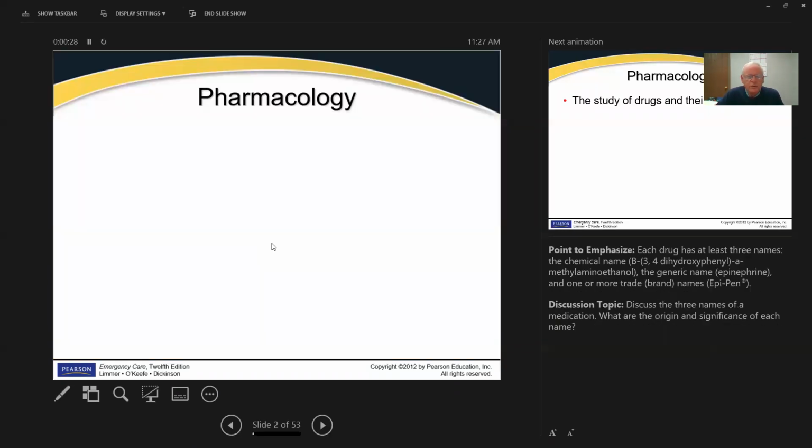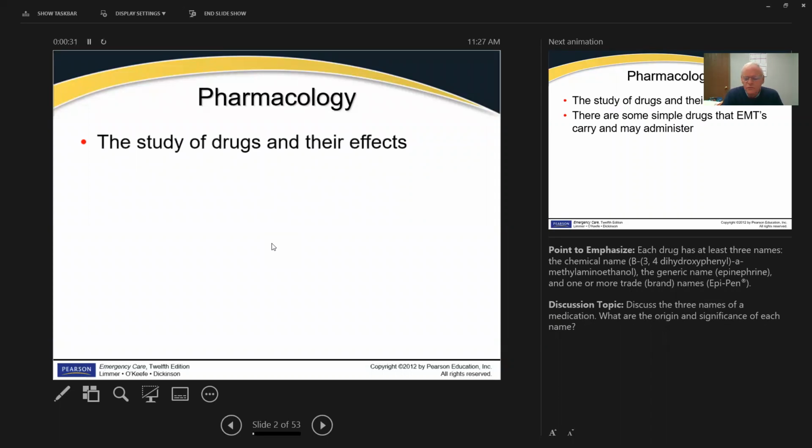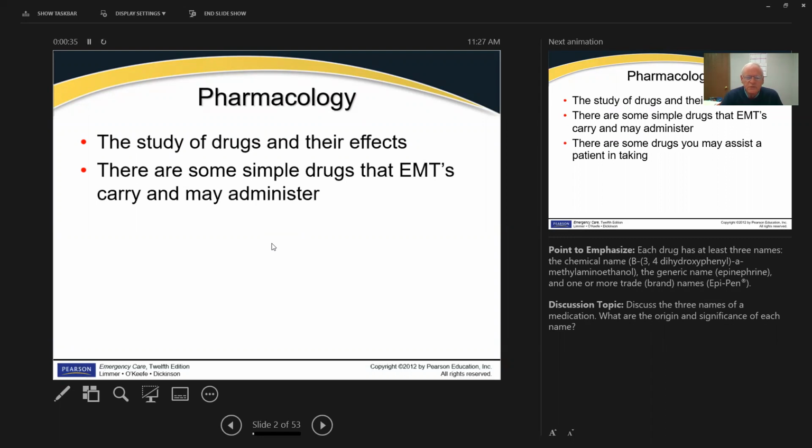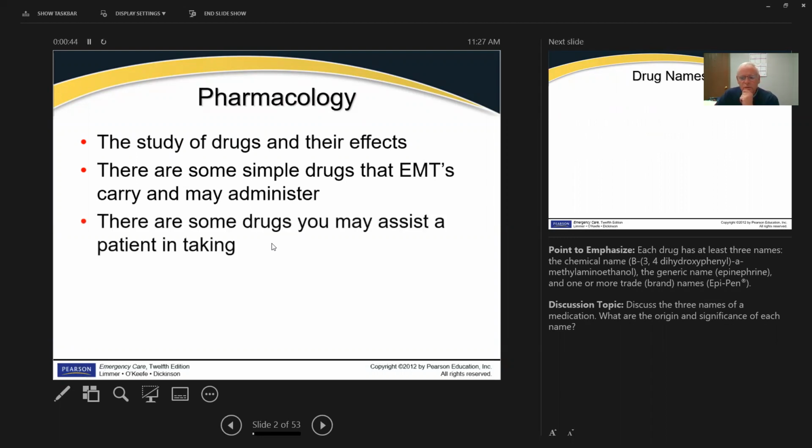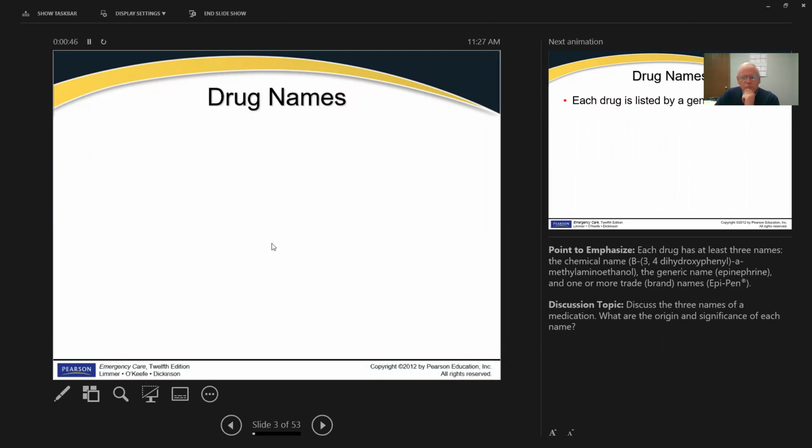Some general information. Pharmacology is the study of drugs and their effects. There are some simple drugs that, as an EMT, you will be able to carry and administer. And then there are some drugs that patients have pre-prescribed for them that you'll be able to assist them in taking. First of all, drug names.